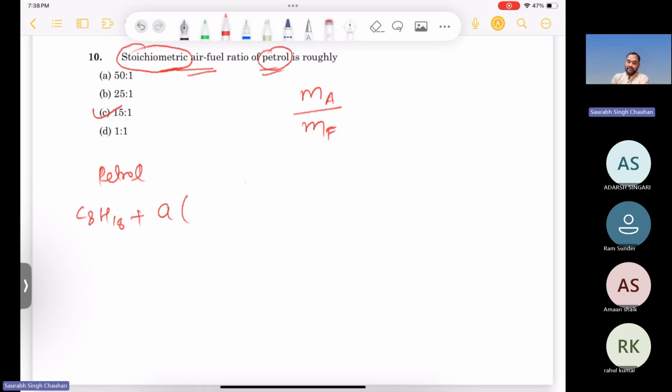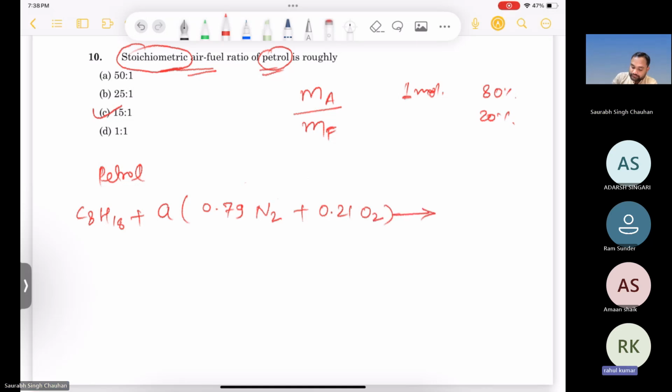So in 1 mole of air, how much nitrogen is there? Around 80%, right? And oxygen is around 20%, correct? So nitrogen is around 0.79 and oxygen is around 0.21. Okay?